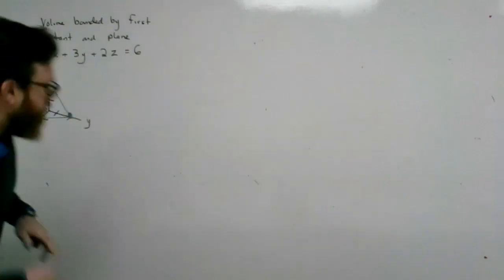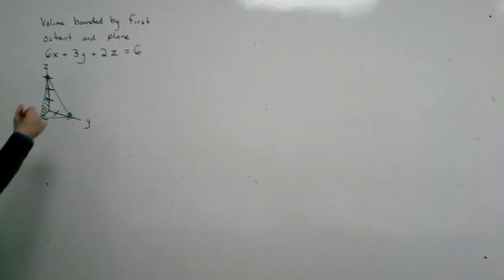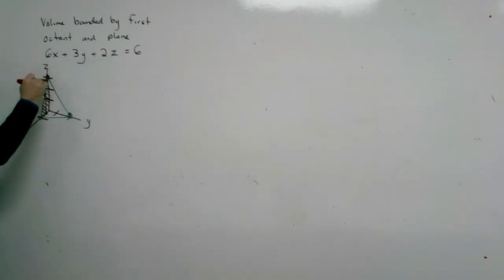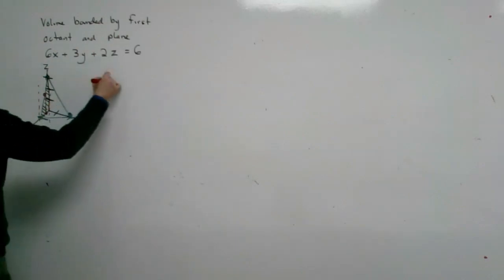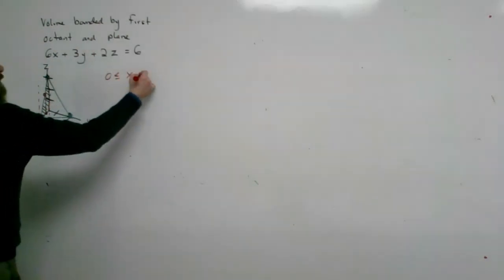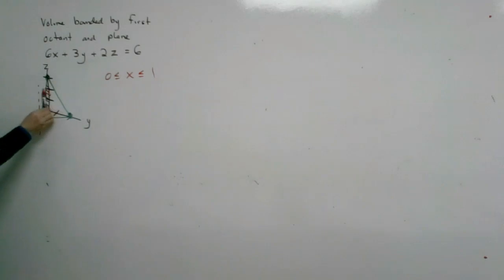And the orientation I'll take, let's slide in the x direction. So that means this is going to be perpendicular to the x direction. So we can see that x is going to go from x equal to 0 to x equal to 1. So 0 less than or equal to x less than or equal to 1. You can see it slide in the x direction from 0 to the x-intercept.